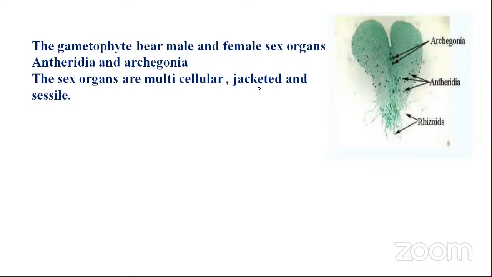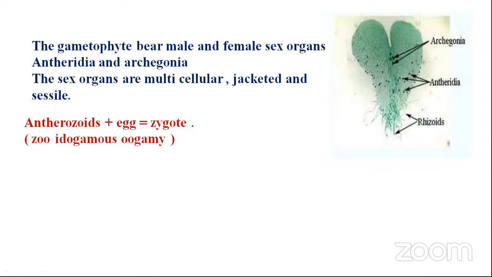These organs are multicellular and jacketed. They are sessile. Sessile means they do not have a stalk-like structure. The gametophyte is also free living. It produces the rhizoids and the reproductive organs, antheridium and archegonium. These multicellular reproductive organs are present.